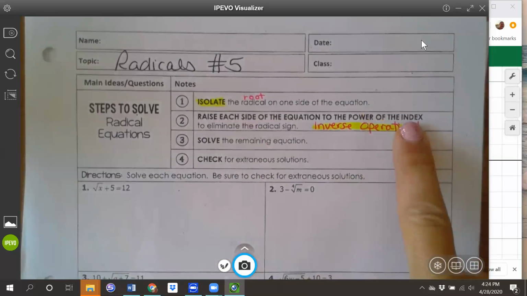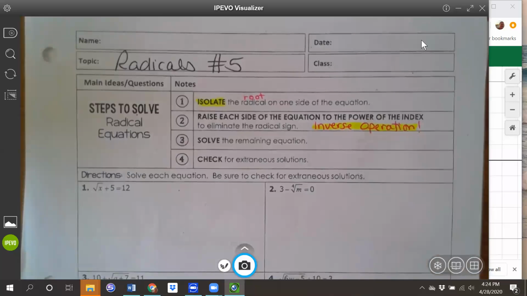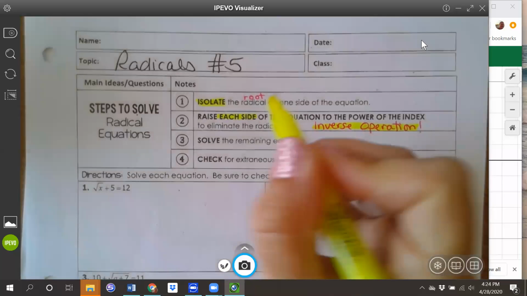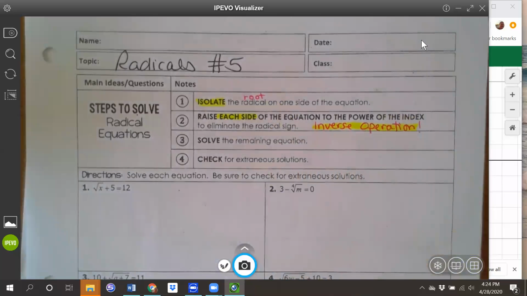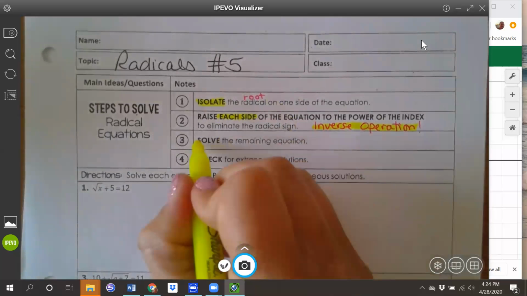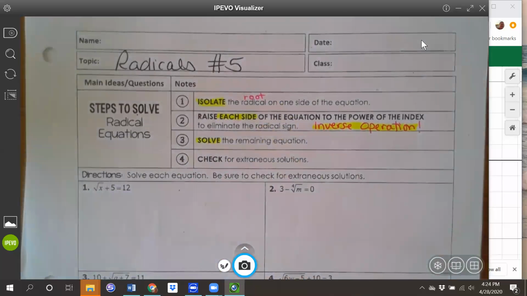If it's a square root, we're going to square both sides because a square and a square root kill each other off. If it's a cube root, we're going to cube both sides because a cube root and a cube kill each other off. If it's a fourth root, we're going to raise both sides to the fourth power because a fourth root and a fourth power kill each other off. I think you get the idea by now. So the key here is each side. We're going to do that too. And then we are going to solve just like we normally do.